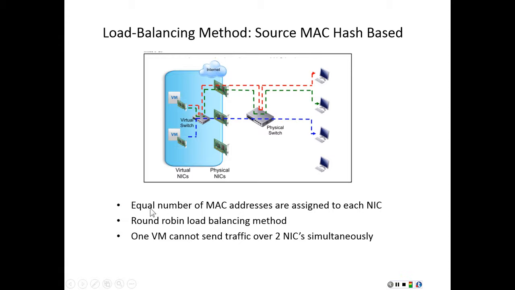The purpose is to ensure that an equal number of MAC addresses are assigned to each network interface card, and it too uses a round robin load balancing method. Once again, the limitation is that one virtual machine cannot send traffic over two network interface cards simultaneously.